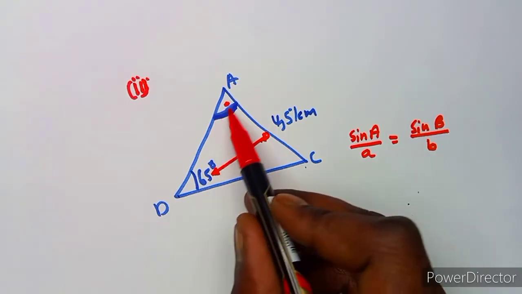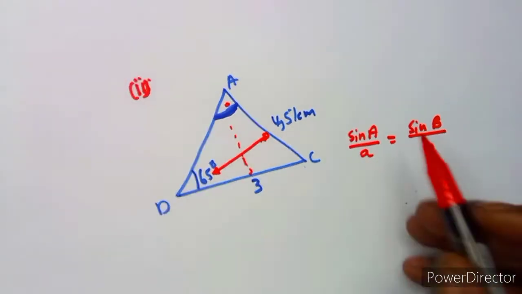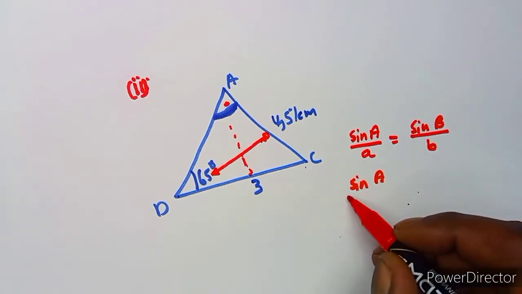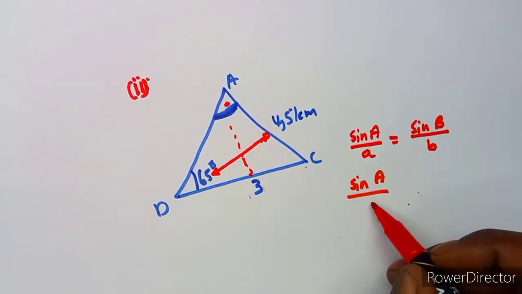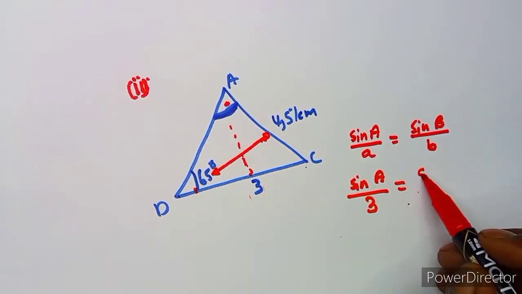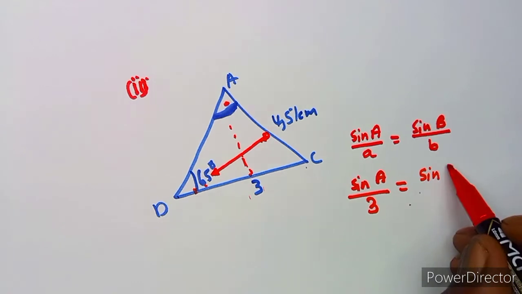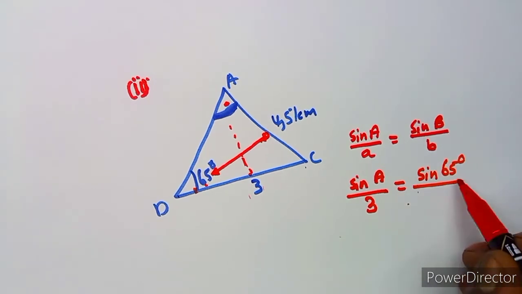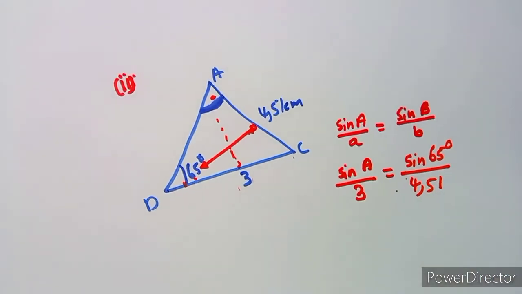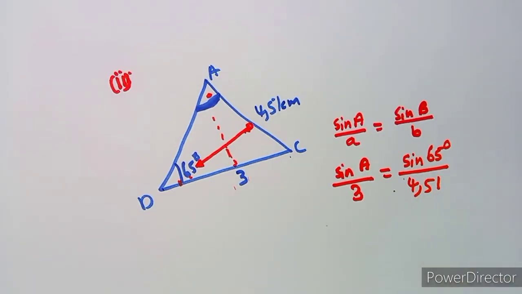So it's sine, the angle that you want to calculate here, let's just say sine A, over this side 3, is equal to sine the angle that you are given, sine 65 degrees, over the corresponding side, which is 4,51. You just use that value as you had. Here I just used the whole value as it was.